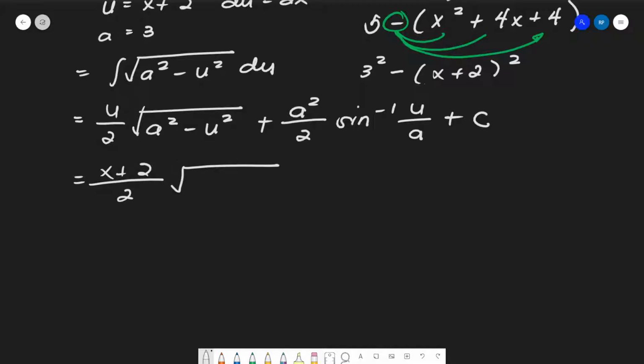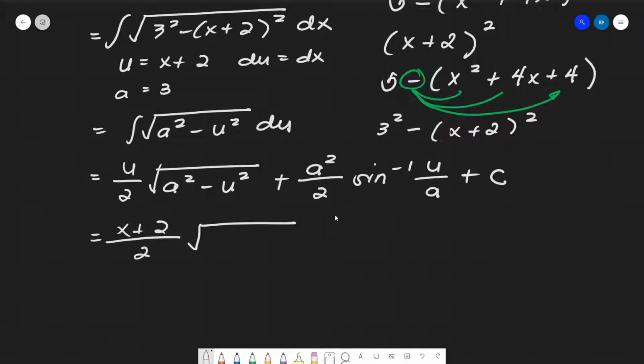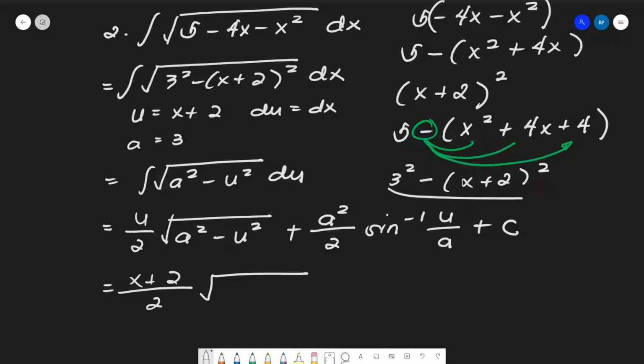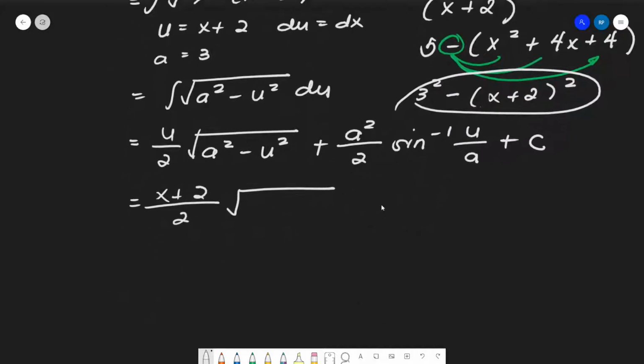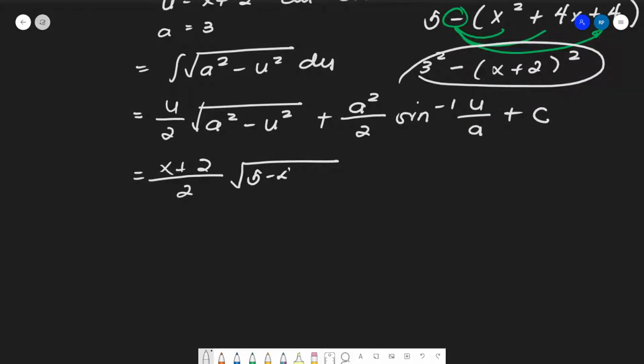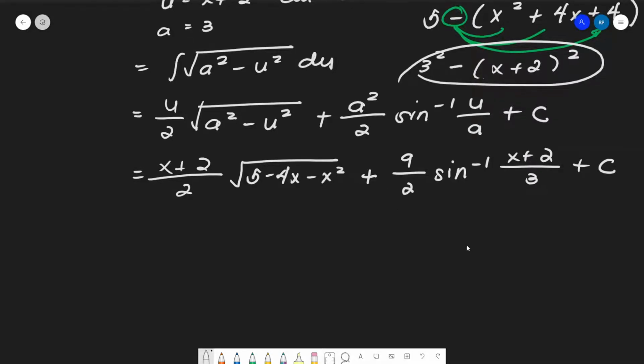Okay, so when you see that it is already in the form of our standard formula, you can just take the original. Actually, this expression is also equivalent to this one. When you combine and solve it, this is what comes out, the 5 minus 4x minus x squared. So that's what I will just write: the square root of 5 minus 4x minus x squared plus, that is 9 over 2 arcsine of x plus 2 over 3 plus c. So this is the answer.